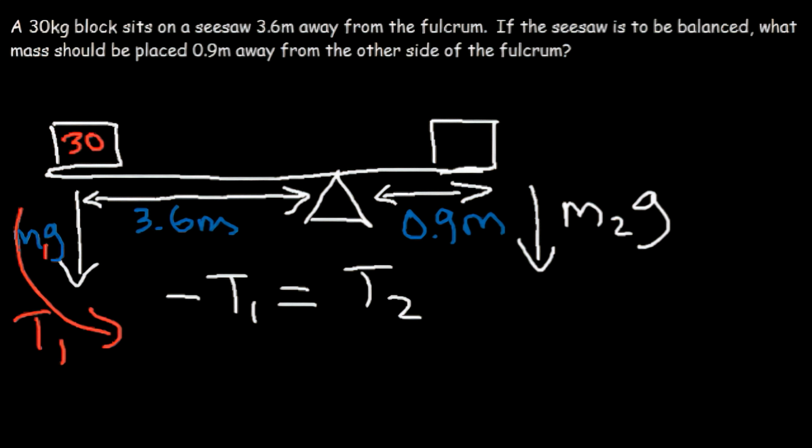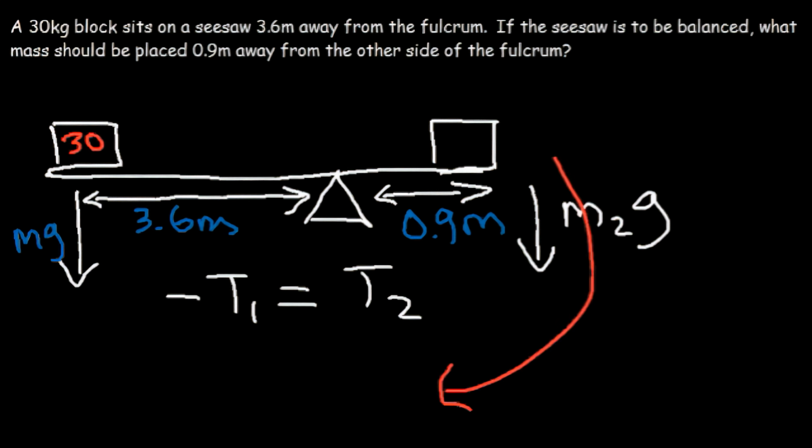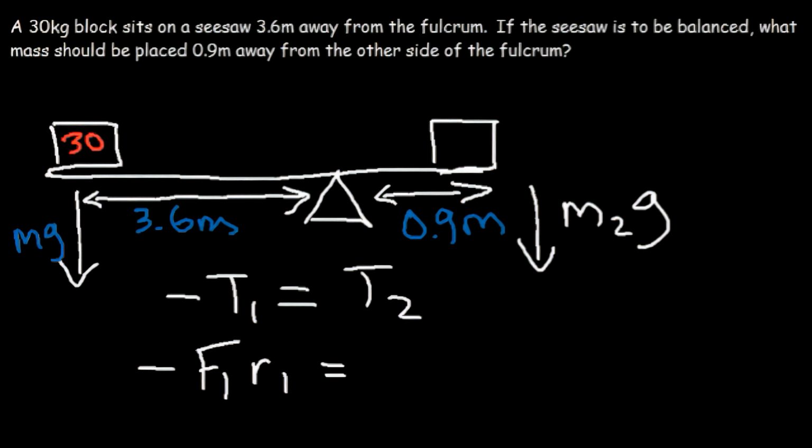notice that it causes the fulcrum to rotate in a counterclockwise direction. So T1 is positive. T2, the tension created by mass 2, causes the fulcrum to rotate in a clockwise direction. So T2 is negative. So T1 is going to be F1 times R1, and T2 is F2 times R2. But we know it's going to be negative. The two negative signs will cancel, so we can get rid of them if we multiply both sides by negative 1.